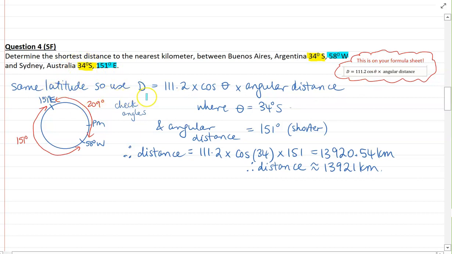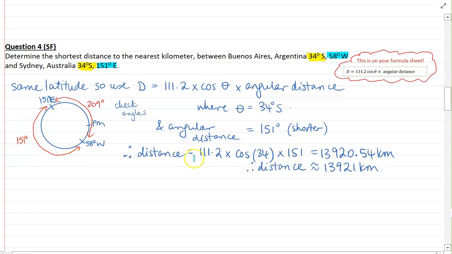Okay, so using the formula itself, our theta is going to be the 34 degrees south. Angular distance, well, if you have a look at around the circumference of the Earth, the difference between them looking this way is 209 degrees. The difference looking this way is 151 degrees. And it said the shortest distance, so that means I have to use the 151 degrees.